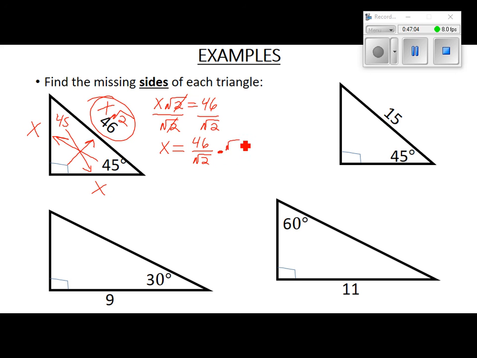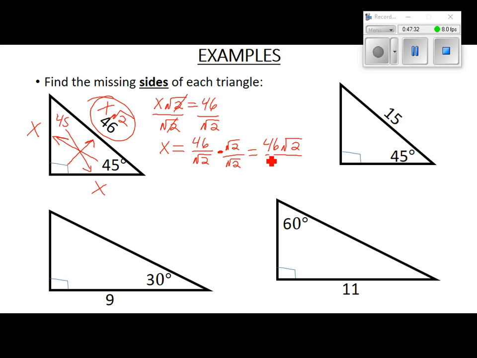So we multiply the top by the square root of 2. Well, if we multiply the top by the square root of 2, what do we got to multiply the bottom by? Square root of 2. Same thing. Because what is square root of 2 over square root of 2? 1. So are we changing anything when we multiply by 1? Now what happens here when you do this? You end up with 46 times the square root of 2 on top.